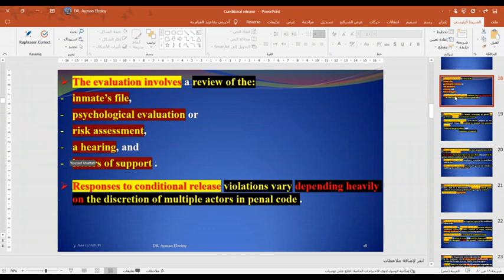Okay, so the evaluation involves a review of the inmate's file, psychological evaluation, risk assessment, a hearing, letters of support, and recommendation letters. Responses to conditional release violations vary depending heavily on the discretion of multiple actors in the penal code.